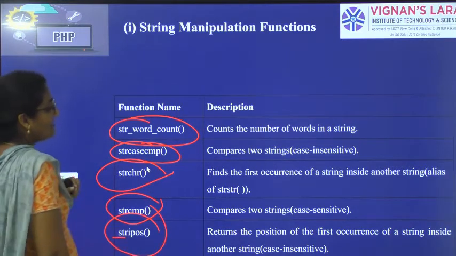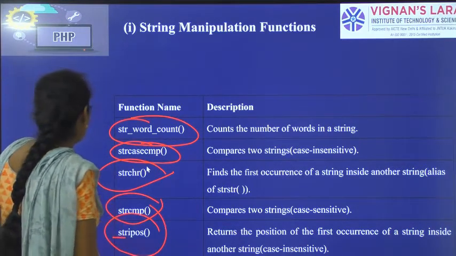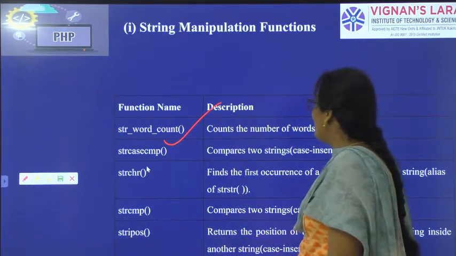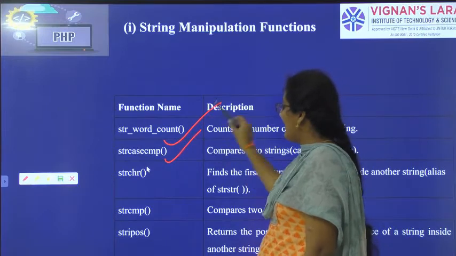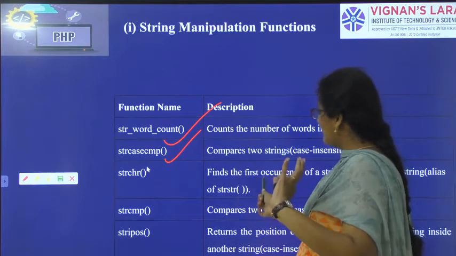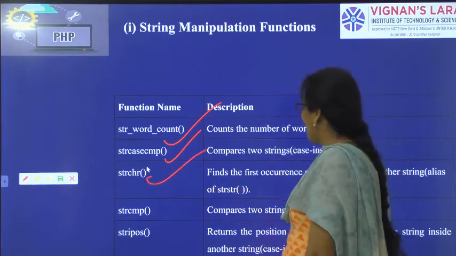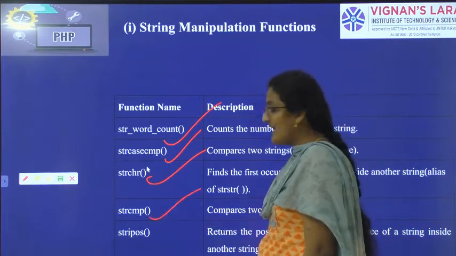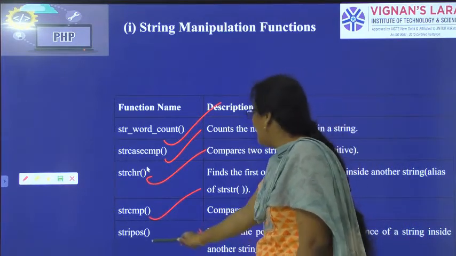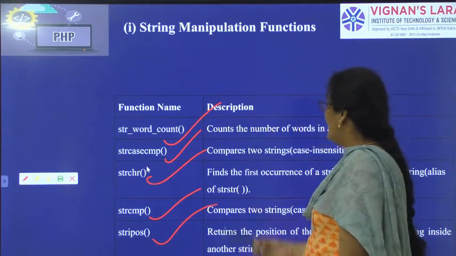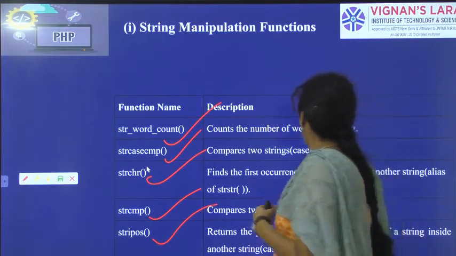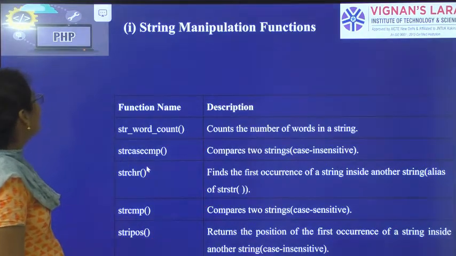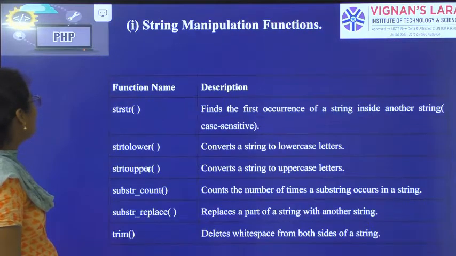Stripos returns the position of the first occurrence of the string. strwordcount counts the number of words in the string. strcasecmp compares two strings. strchr finds the first occurrence of a string inside another string. strcmp does string comparison. stripos returns the position of the first occurrence of a string in another string. So these are the string manipulation functions.